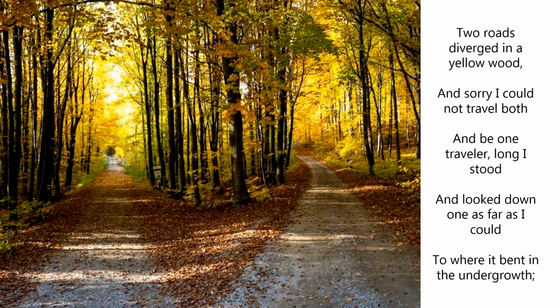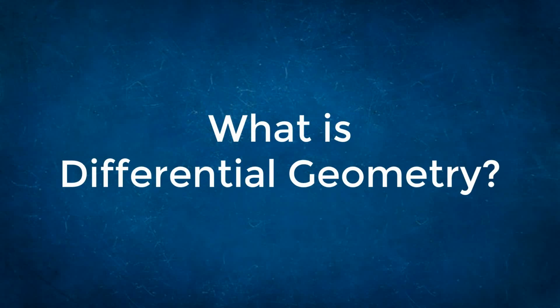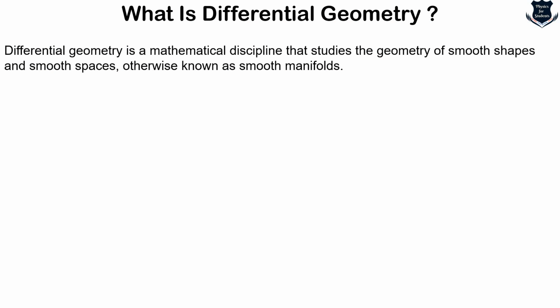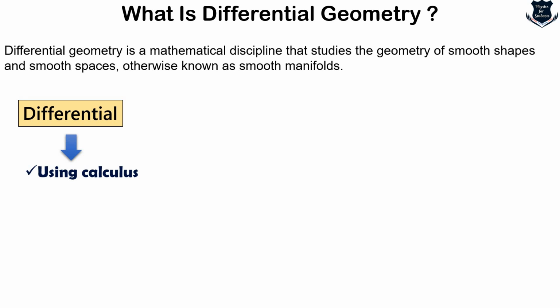Before we go ahead, here is a very quick understanding for those who are quite new or willing to learn: what is differential geometry? If I take the basic definition, differential geometry is a mathematical discipline which generally studies smooth shapes and smooth spaces, which are known as smooth manifolds. We will come to what we mean by smooth and what is not smooth. But first, let us understand that there are 2 words involved here. First is differential, and second is geometry.